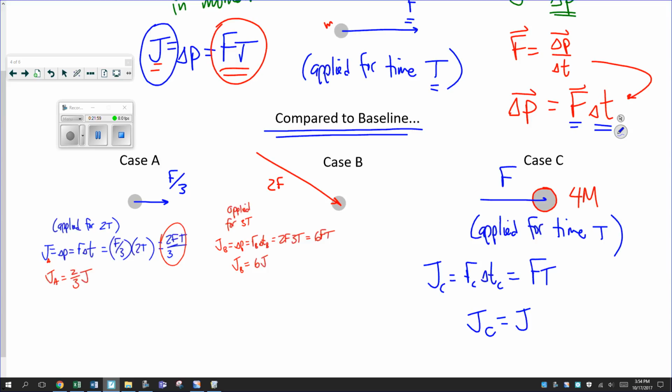But this one's 4 times as massive. Well, so what? It doesn't matter. Now, will something be different? Yeah, something will be different, but not the amount of momentum change, not the amount of impulse. Since their masses are different, you might be able to think of what might be different in the end about the object's motion, but it's not how much their momentum changes. Okay?